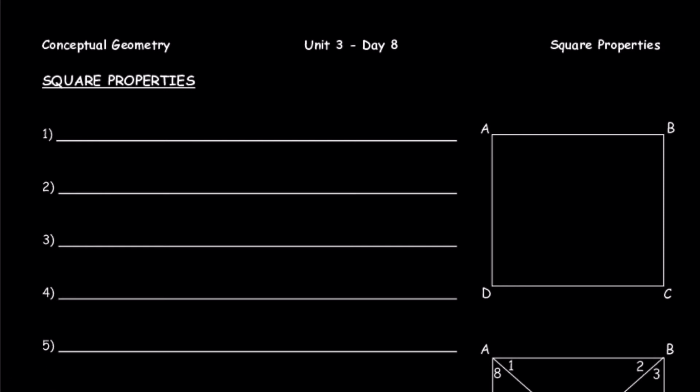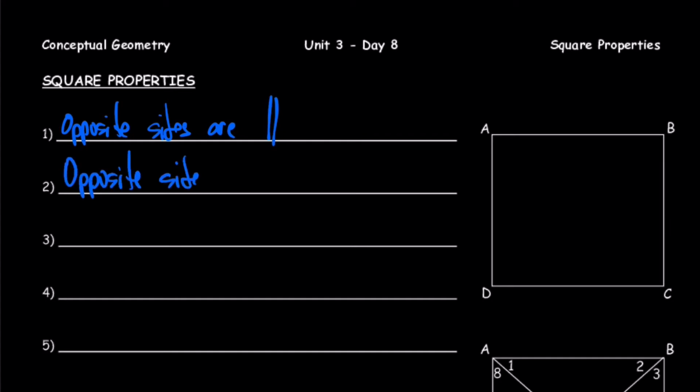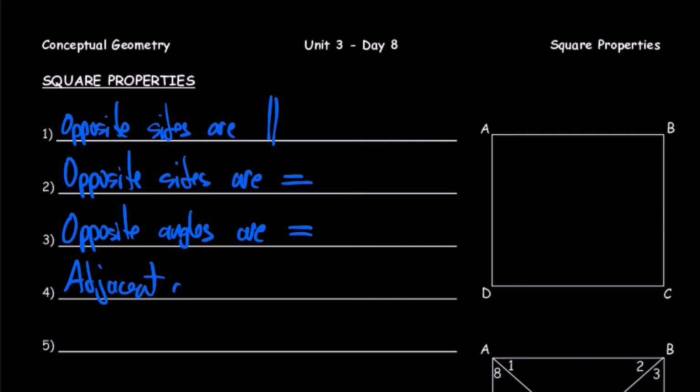First property of a square, you're going to recognize the first 5, hopefully. Opposite sides are parallel. Opposite sides are equal. Opposite angles are equal. Adjacent angles add to 180 degrees or are supplementary. And the diagonals bisect each other.